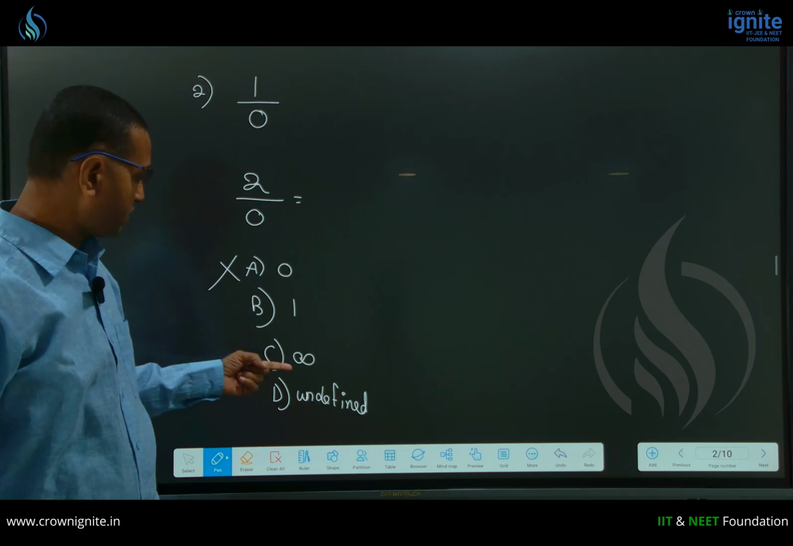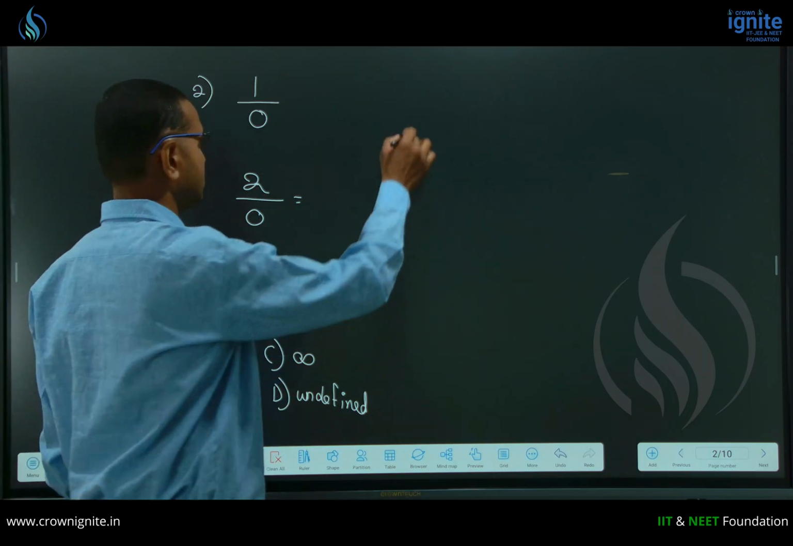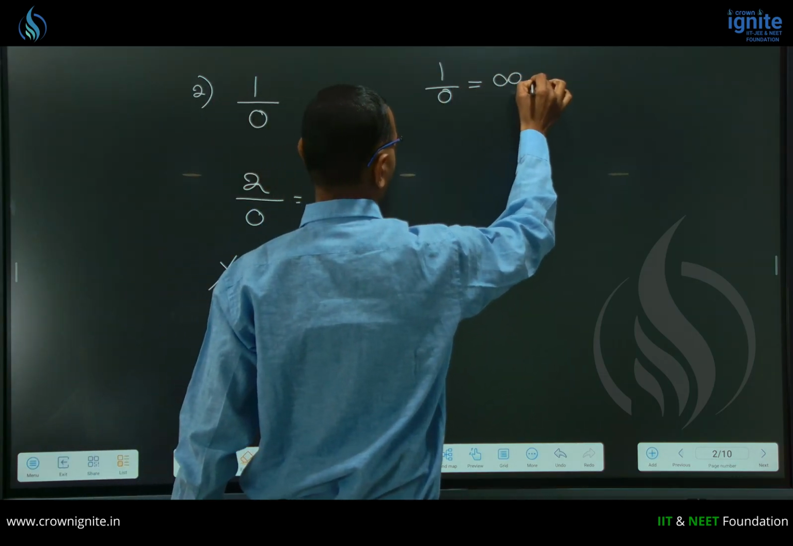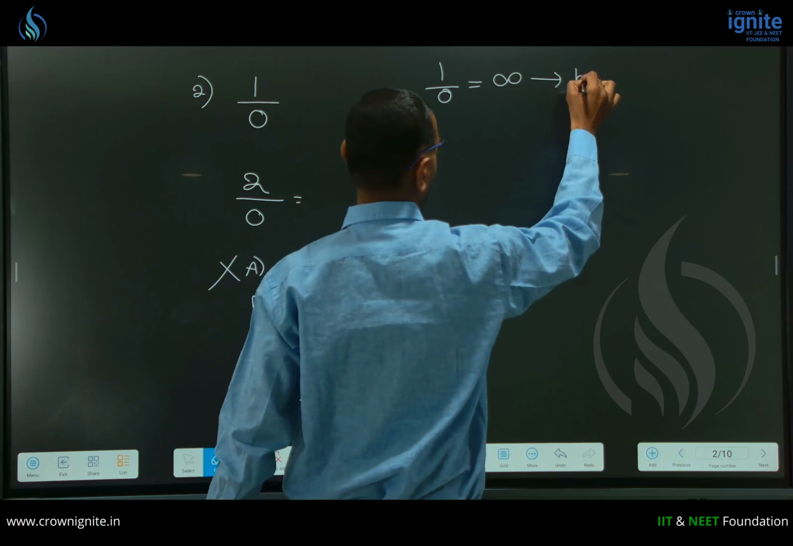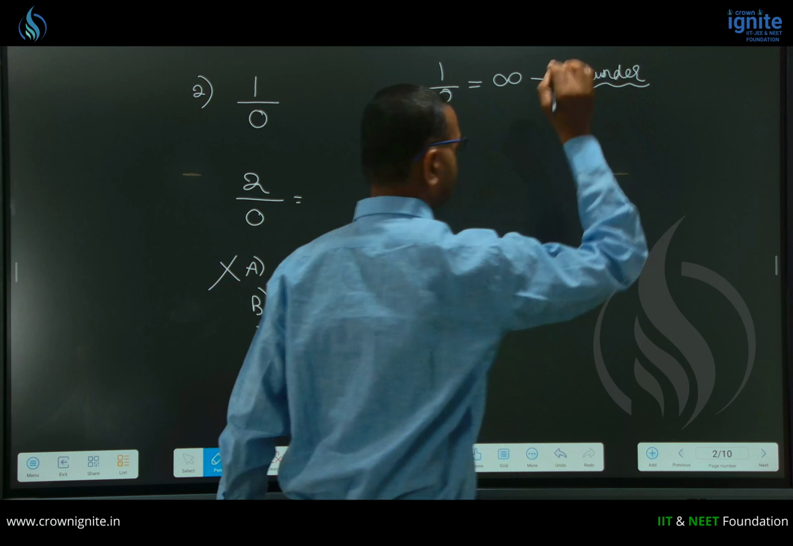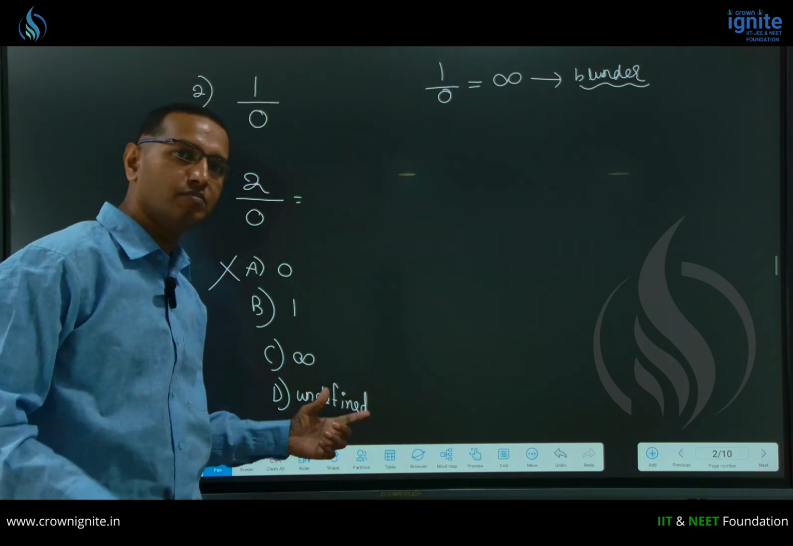Now, can it be 1? Can it be infinite? Can it be undefined? Most of the 9th standard students will think that 1 by 0 is infinite. This is one big blunder by the students. It is not infinite. Infinite is entirely different and undefined is entirely different.